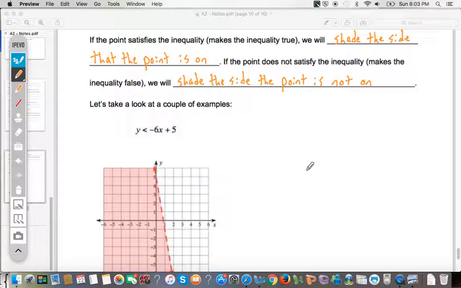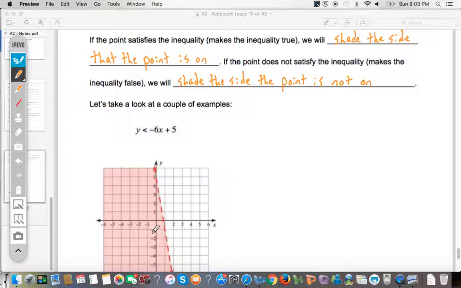So let's take a look at this example. So we have y is less than negative 6x plus 5. So if we take a look at our sign, we have a less than sign. Okay? And because we have a less than sign, we have a dotted or a dashed line here. Okay? So this side is already shaded over here. But let's prove that this is the correct side.